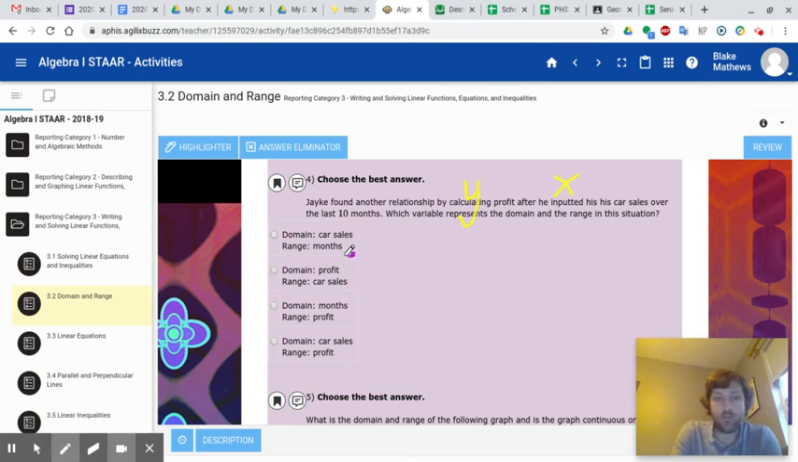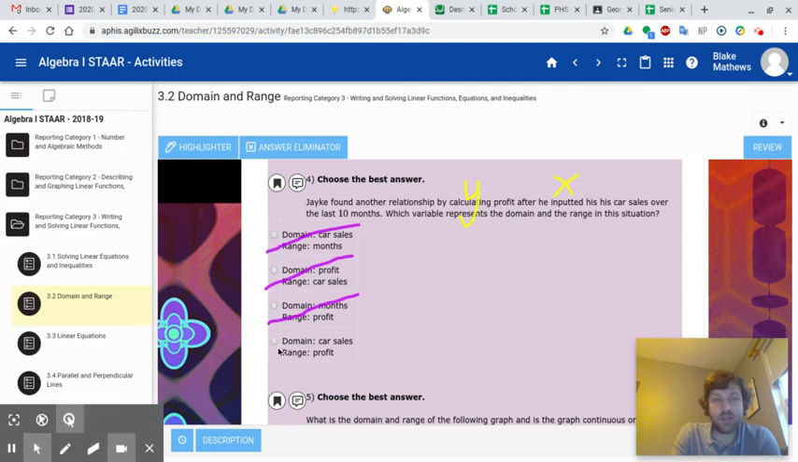Domain profit, nope. Domain should be car sales. Domain months, nope. Okay, so we have domain car sales, domain car sales. What's the relationship? Calculating profit. So profit needs to be the range. That eliminates this answer choice, leading me to answer choice 4.